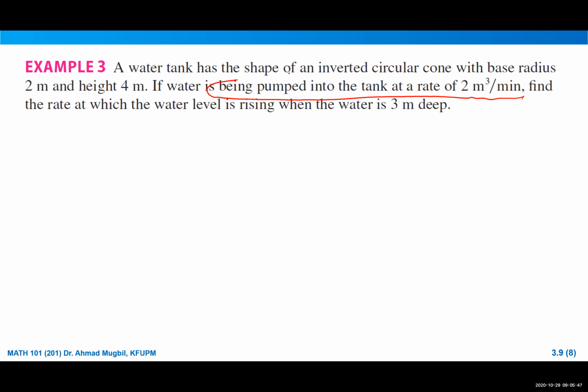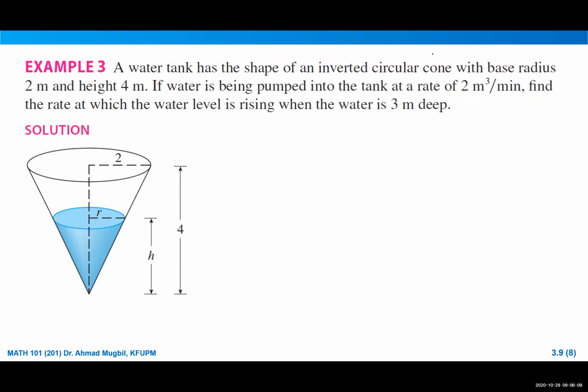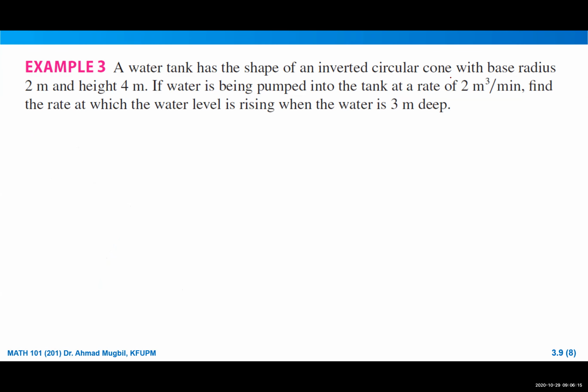Because this is the same idea of example 1. You have water that is pumped into a tank. So it is about a volume. It is about capacity also, if you want to think about it like that. So we have a water tank that has the shape of an inverted circular cone. So what we need to know is what is the volume of the cone. You need to remember the volume of the cone and everything related to the cone. The word inverted here: usually the cone is like this. The word inverted means that it is upside down like this.